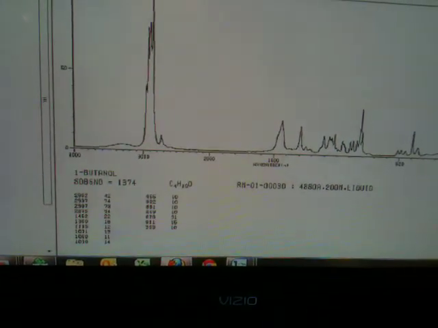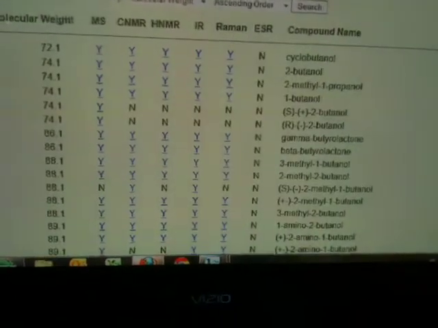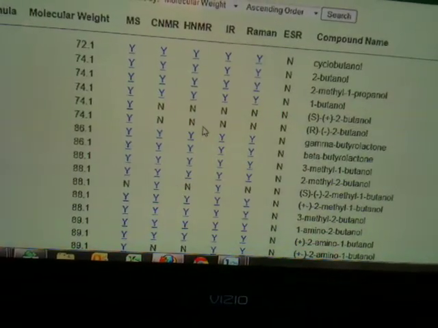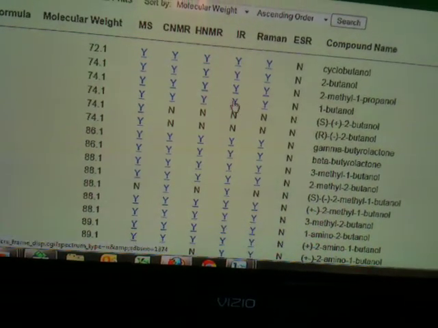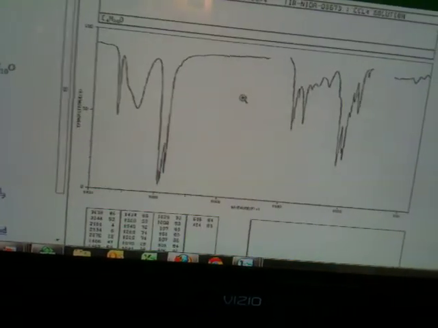What did I do? It wasn't an IR. Oh, I was like, whoa, that is a weird looking IR. I must have looked at the Raman or something. Yeah. Okay, so there's a butanol.